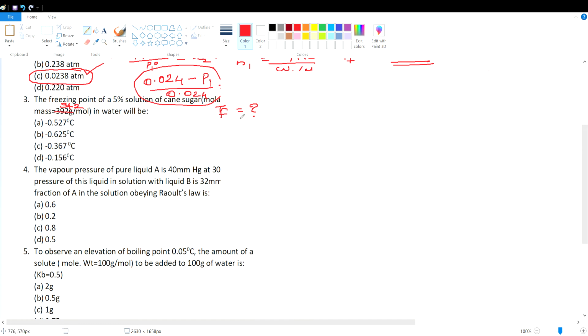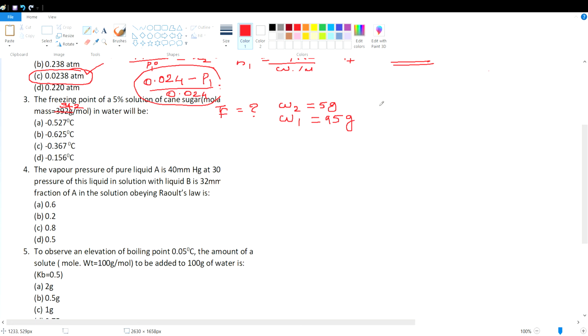5% cane sugar means the mass of sugar, W2, in a sugar in water solution. Mass of sugar is 5 gram, mass of solvent water is 95 gram. That is, 5% sugar solution in water means in 100 gram solution, 5 gram sugar and 95 gram water. So mass of solute is 5 gram, mass of water is 95 gram.